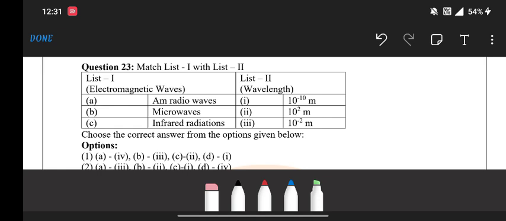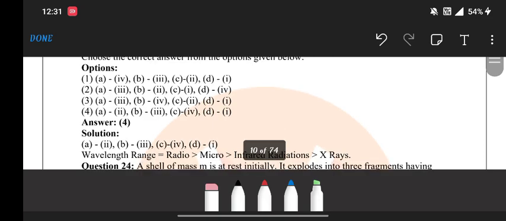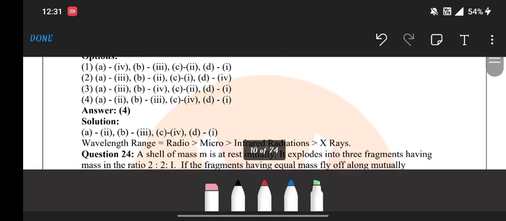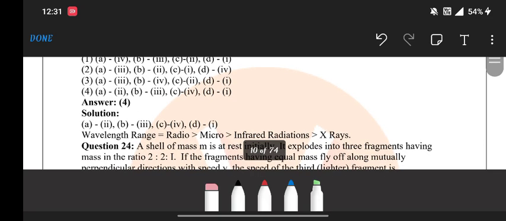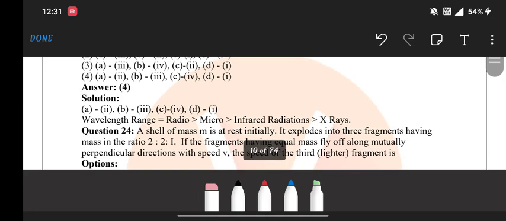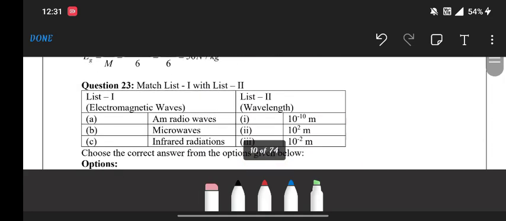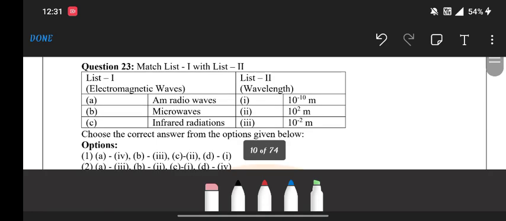In list 2, wavelengths, they are given 10 to the power minus 10 meter, 10 to the power 2 meter, 10 to the power minus 2 meter. These are the wavelengths they are given. If we see in this, the wavelength of radio is greater than micro is greater than infrared radiation is greater than X. So this is the pattern we get.